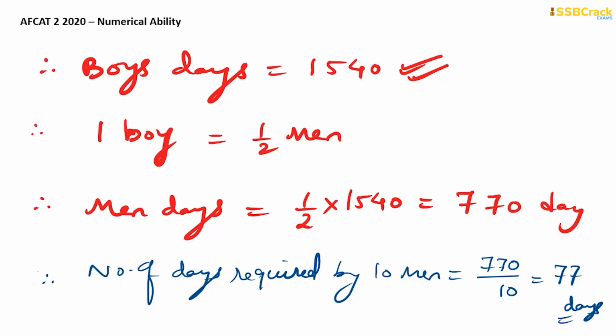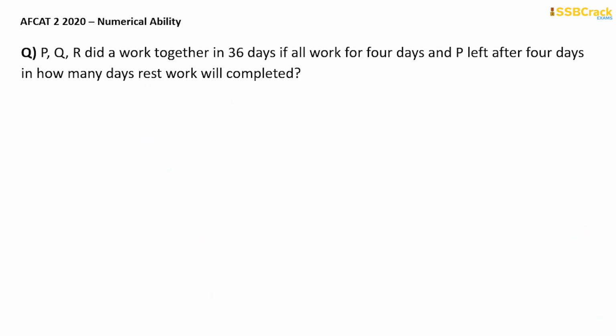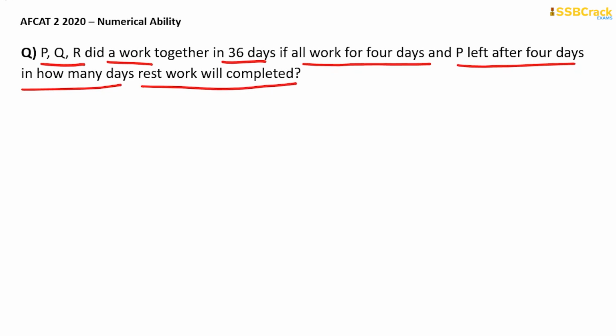Alright, coming on to the next question. P, Q and R, they work together in 36 days. If all work for 4 days and P leaves after 4 days, in how many days will the rest of the work be completed? This was the question shared by our fellow aspirants, that there were 3 persons mentioned, because some mentioned their names as PQR, some mentioned simply as 3 men. They did work together in 36 days. Okay, so 3 men completed the work in 36 days, and they mentioned that they all work for 4 days, and after 4 days the person P left.